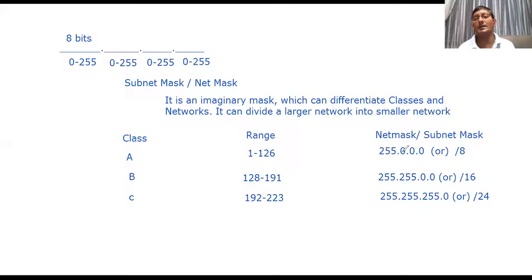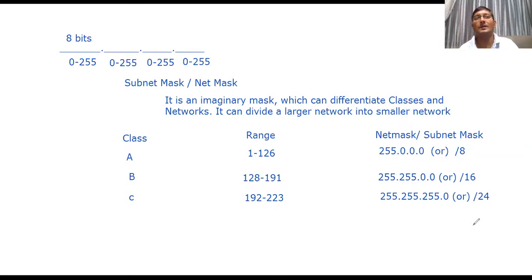If you know 8, it is 255.0.0.0. If you find 255.255.0.0, it is nothing but /16. If you find 255.255.255.0, it is nothing but /24. So this is the way of representing a subnet mask. For every class, we will have different subnet masks.